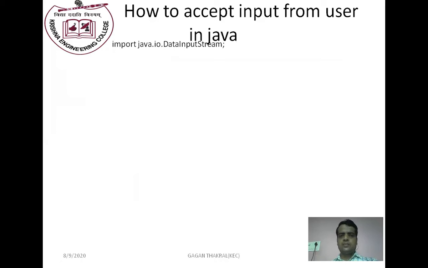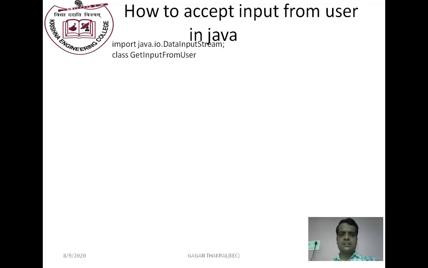In the IO package, there are predefined classes, DataInputStream and BufferedReader, which we can use to accept runtime arguments. In the util package, there is the Scanner class, which is used to accept runtime input. First of all, we will discuss the IO package. In the IO package, we import the DataInputStream class.